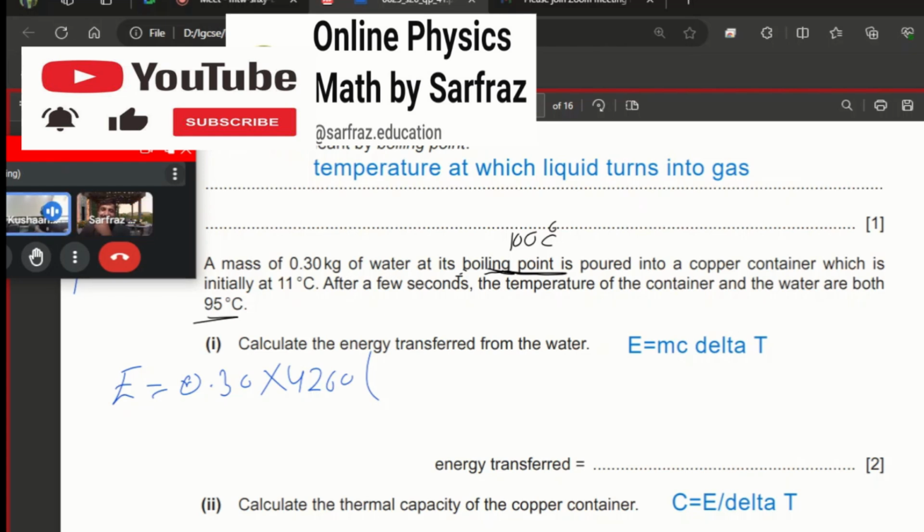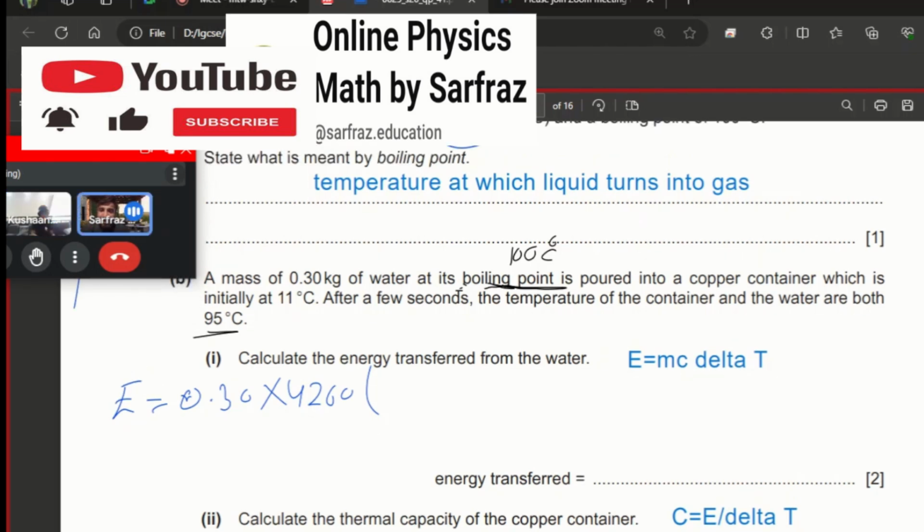That's why I lose marks. Oh, okay. So you will just subtract it. 100 minus 95. The water at its boiling point, which is initially... So the copper container is 11. Yes, sir, copper, because here we are going to calculate the energy transfer from water to container. That's why we will take it 11. Is it okay? Yes, sir.